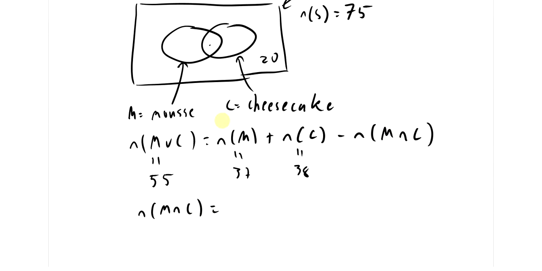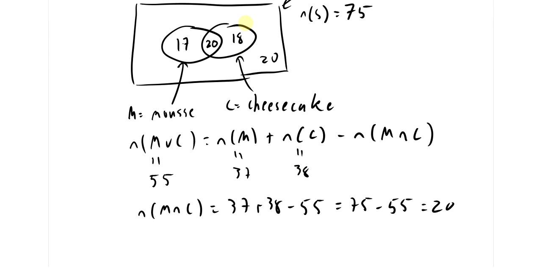Right. Move this over to the other side, move this over to this side. 37 plus 38 minus 55. This is 75, 20. So we can fill out the Venn diagram. 20 in there. If there's 37 people who like mousse, there must be 17 here because we already picked up that 20. If there's 38 people who like cheesecake and we got 20 there, then 18 must be there.